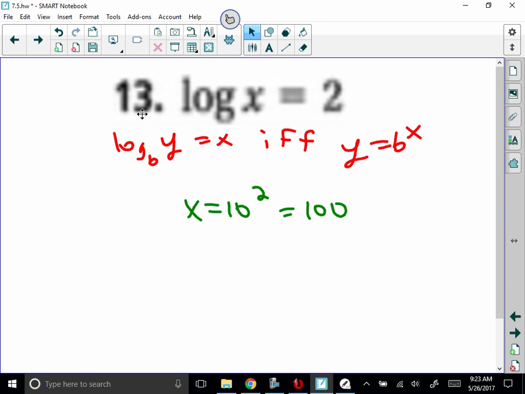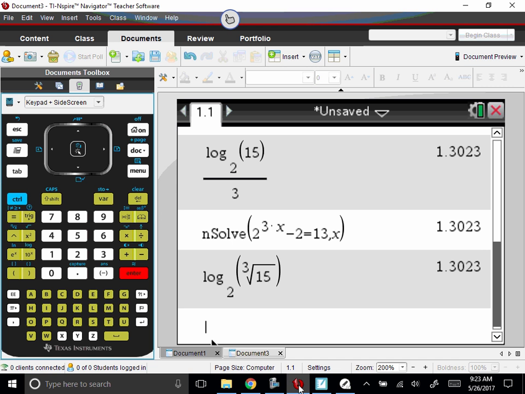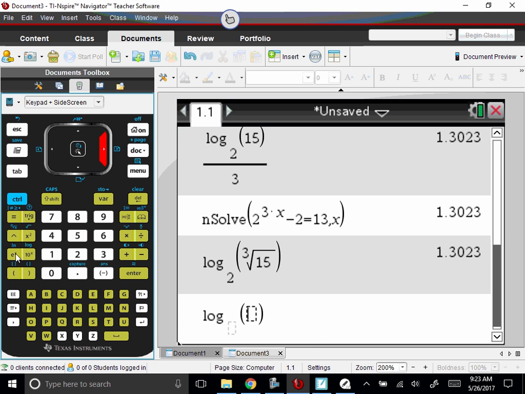How long did that take? How long is it going to take you to punch that into the calculator? You don't even know where the log button is. You don't even know what to put in if there isn't a base there. The log of x equals 2.